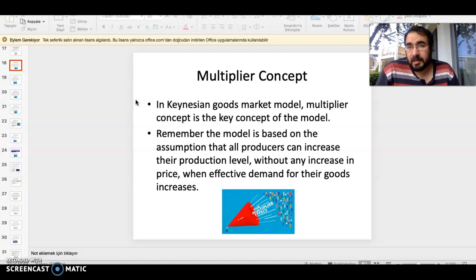You should remember as a first point when you study the multiplier concept, the Keynesian model is based on the idea that production level can increase without an increase in price, because in the model itself there is a huge, unlimited excess capacity. That's the first thing you should remember, because in reality production might hit the limit of production capacity, but the model assumes this capacity is far away.